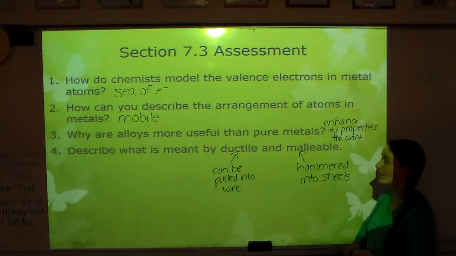All right, so before I get stopped again, that was 7.3: ductile, pulled into wire; malleable, hammered into sheets.